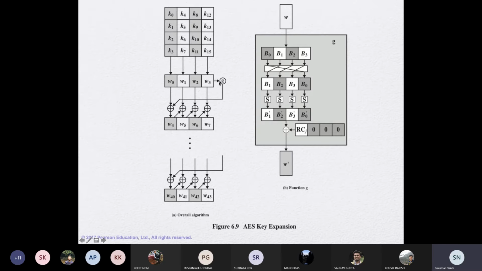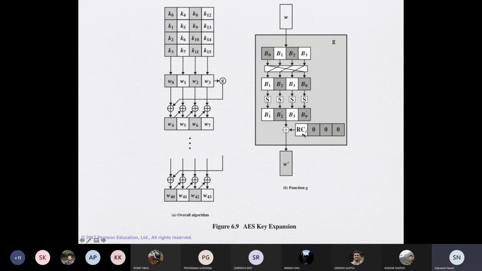W3 goes through a function G, which is a nonlinear function. On the right side it is written B0, B1, B2, B3. Initially there is a permutation, basically one rotate kind of thing, as shown here. Once the permutation is done, then substitution, the same substitution we have discussed earlier. Here only substitution, no inverse substitution. And we will get the substituted bytes.